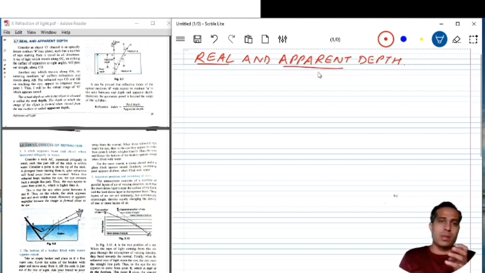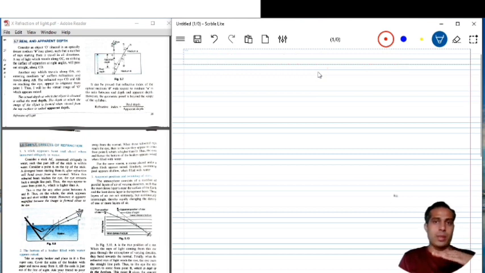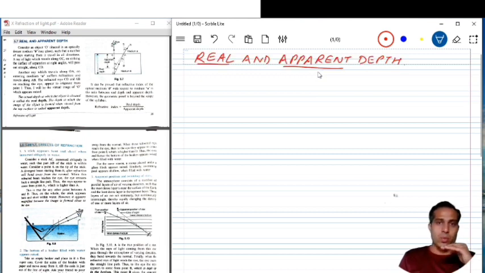You might have noticed that sometimes if a coin is placed inside a tub containing water, the coin seems to be raised from its lower surface. Okay? So why does it happen? That happens because of the refraction of light.